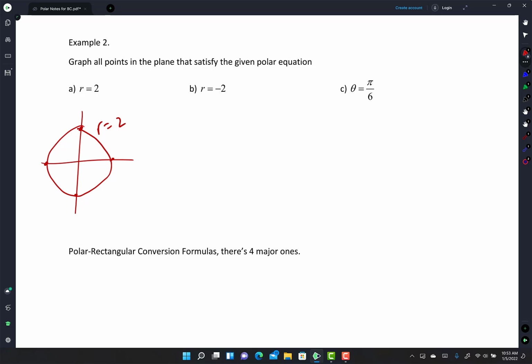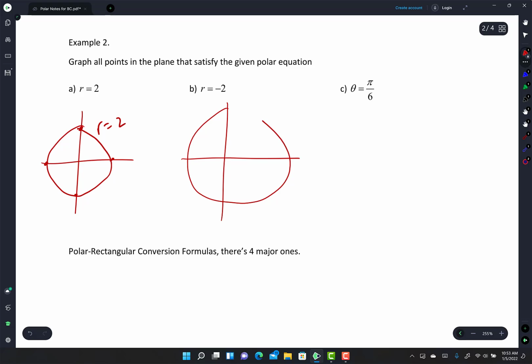Trick question on letter B. It says r equals negative 2. Well, it's the same. The only difference is, if you were to start from t equals 0 to t equals 2 pi, it would go backwards. And you'll see what I mean in a little bit when I take out the calculator for that.